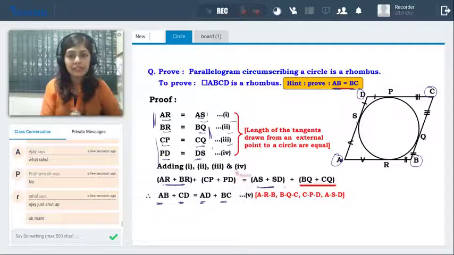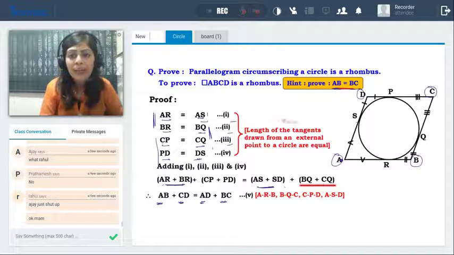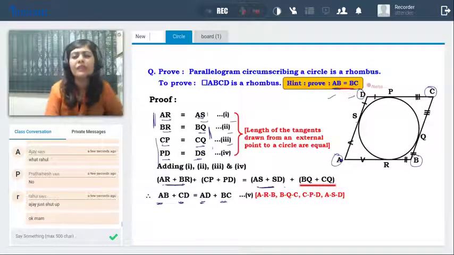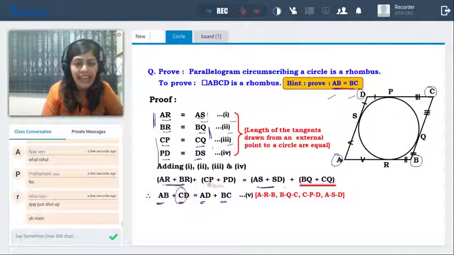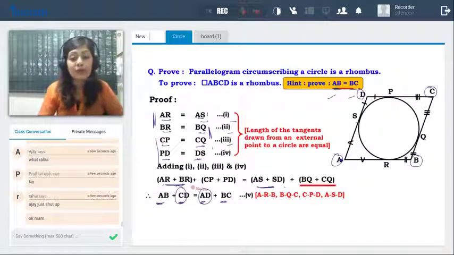Now students, pay attention. What do we need? Let's quickly look at our hint. We need AB equal to BC, right? We only need AB and BC, but look at this. These are extra alien items which we don't want, but we cannot just remove them. So what are we going to do?